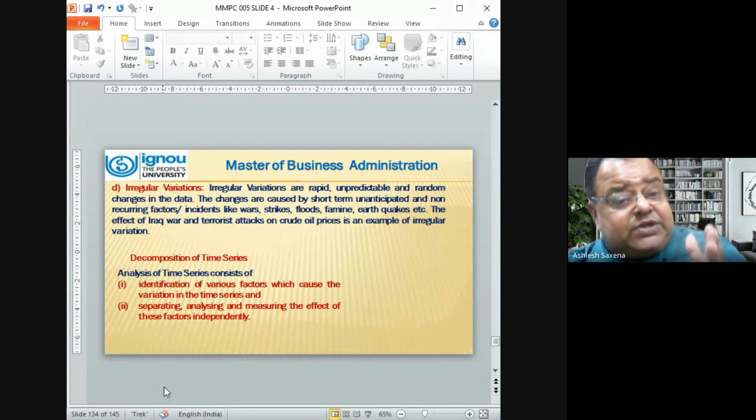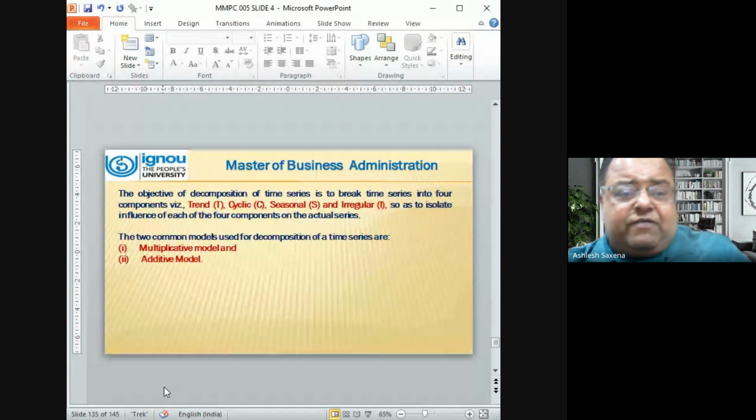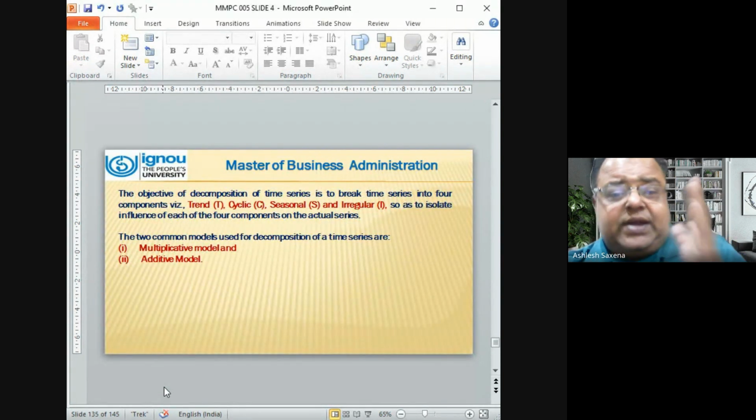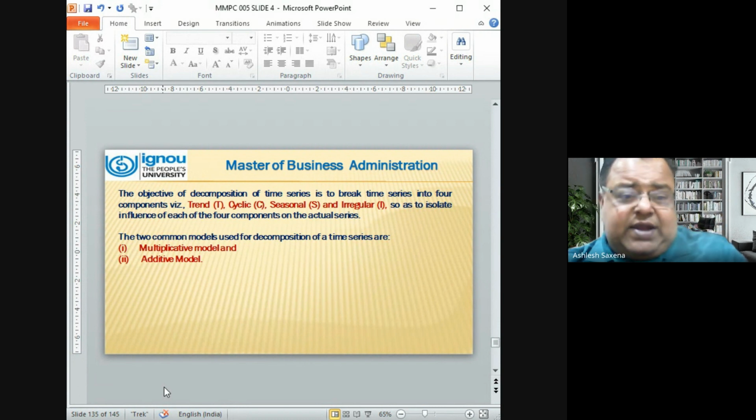Then comes decomposition of time series. Analysis of time series consists of identification of various factors which cause the variation in the time series and separating, analyzing and measuring the effect of these factors independently. The objective of decomposition of time series is to break the time series into four components, that is trend, cyclic, seasonal, and irregular, so as to isolate the influence of each of the four components on the actual series.